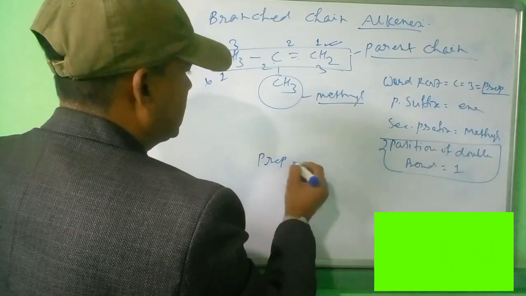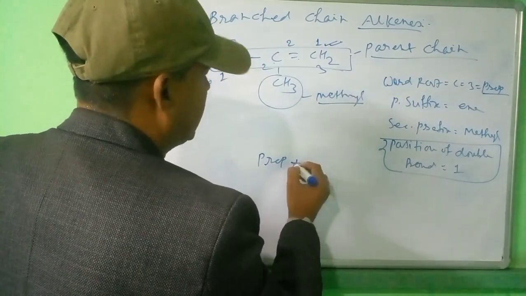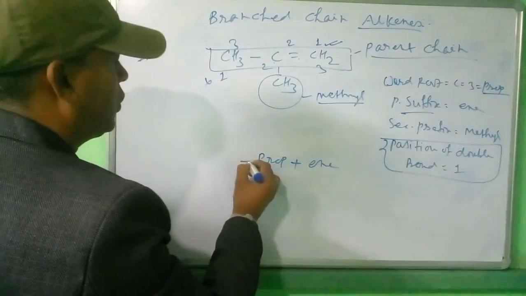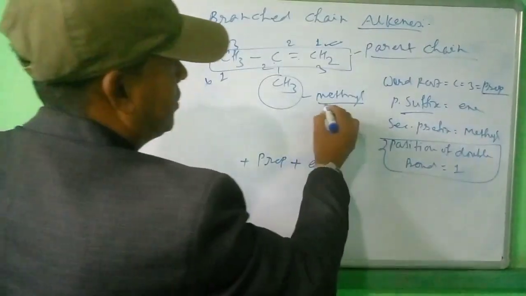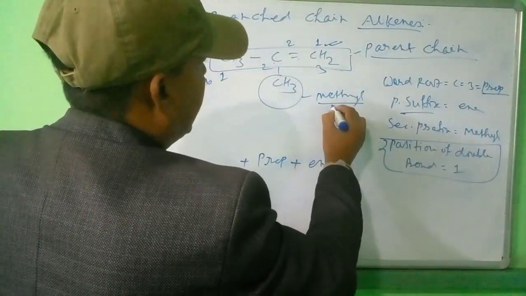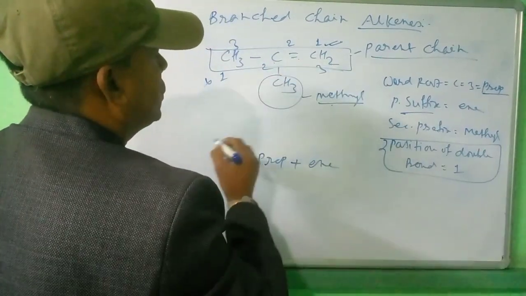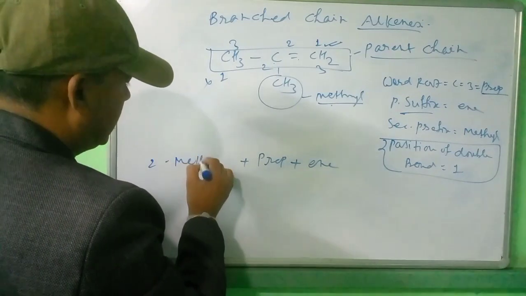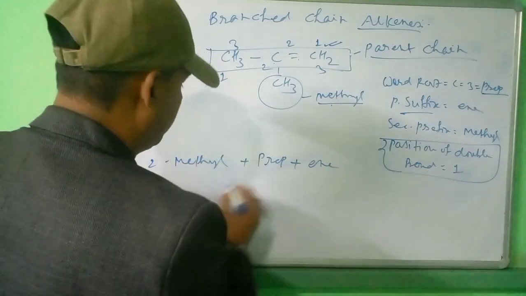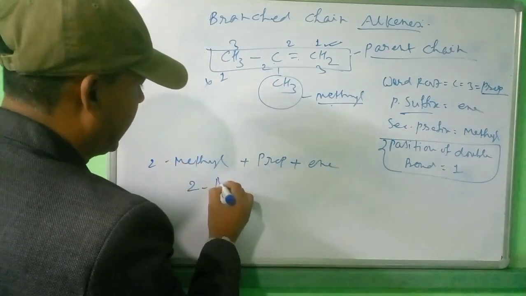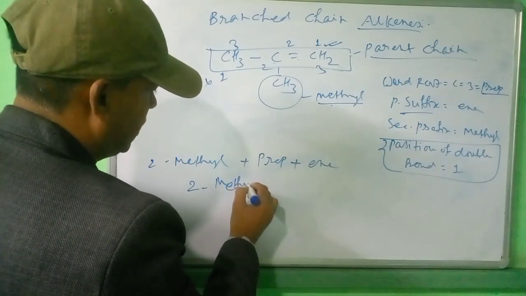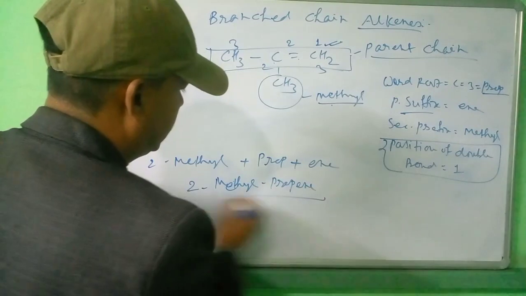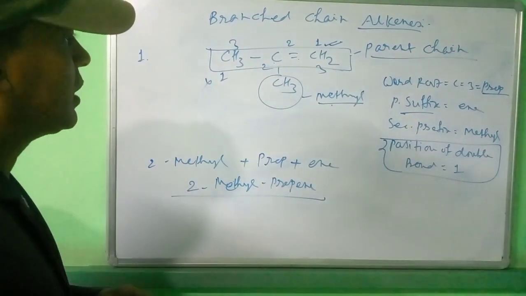So prop is the word root, plus the primary suffix ene, and before the word root, the position of the methyl. Here the methyl is on the second carbon, so 2-methyl propene. Finally we get 2-methylpropene. This is the IUPAC name of the compound.